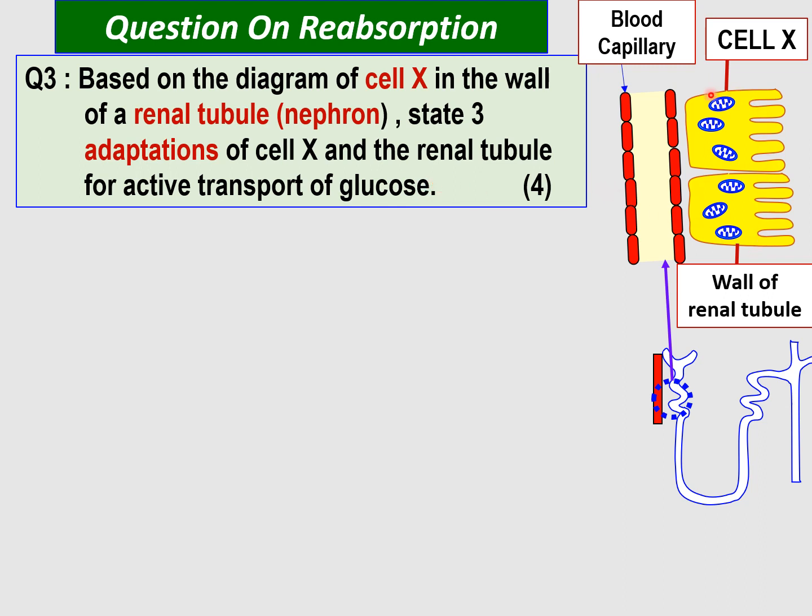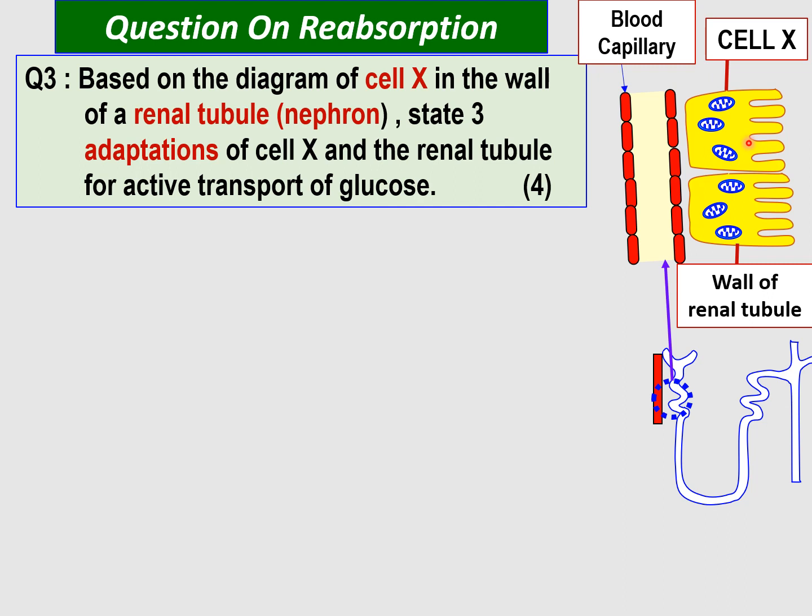So based on this diagram, what do we see here? These are the adaptations of cell X. For example, can you see these projections here? It's something like the projections on the epithelial cells of the villus. The epithelial cells of the villus in the small intestine have a lot of these projections too. What do you call them? Microvillus.